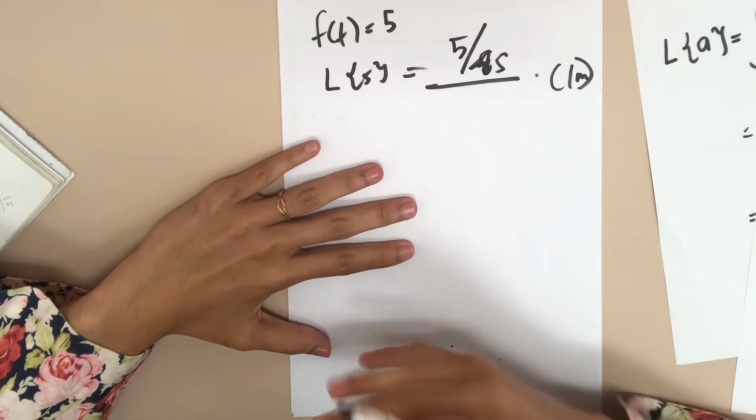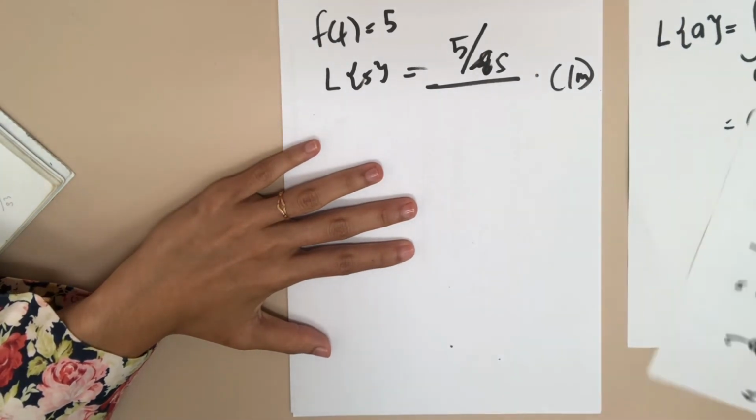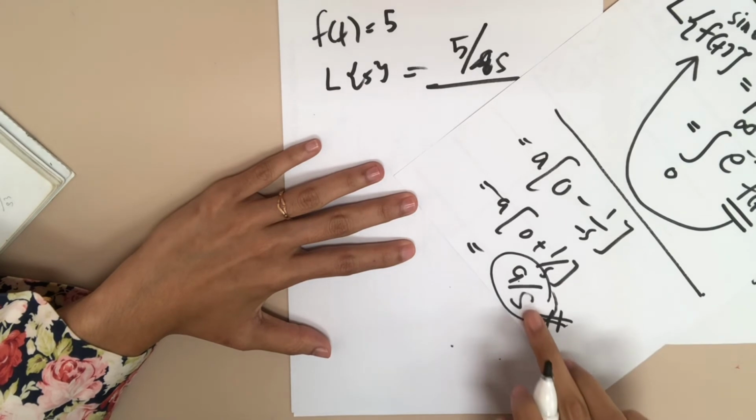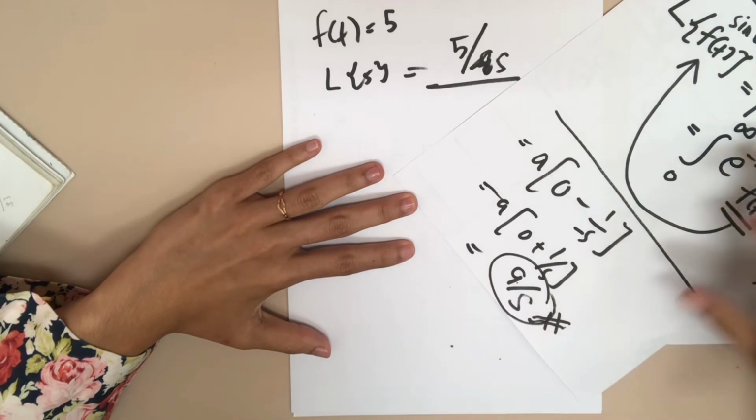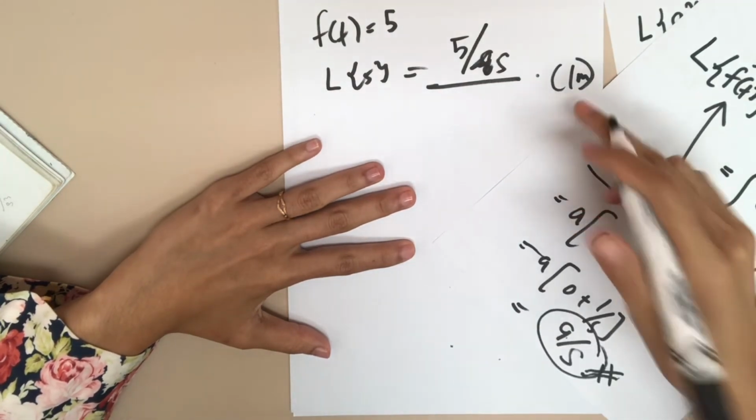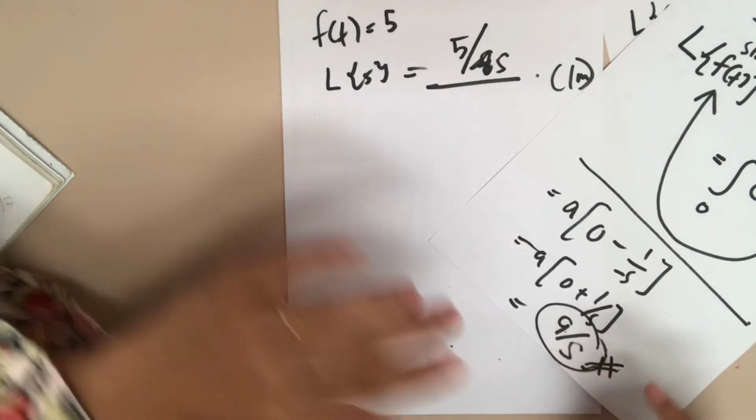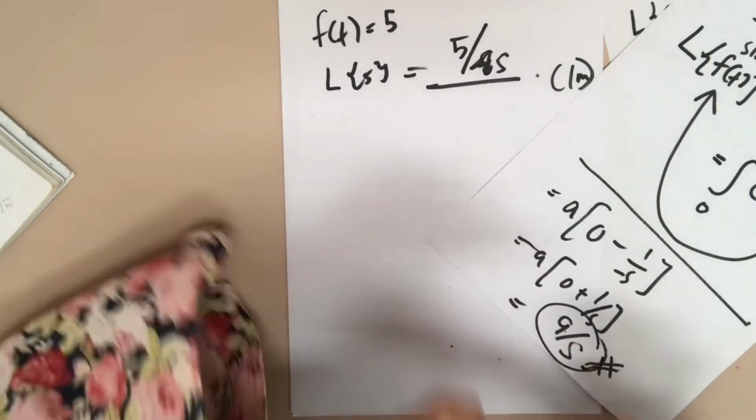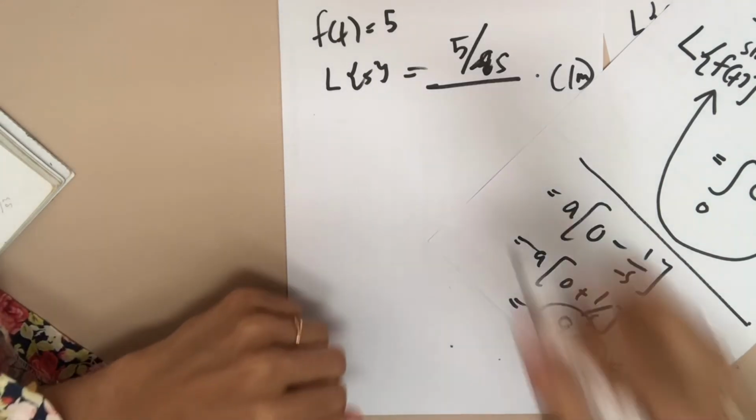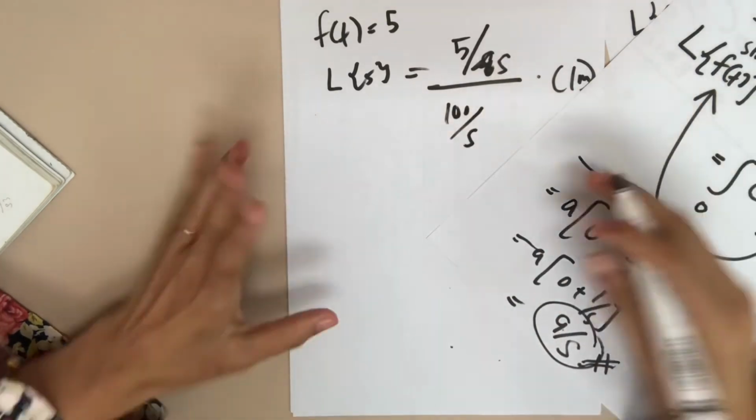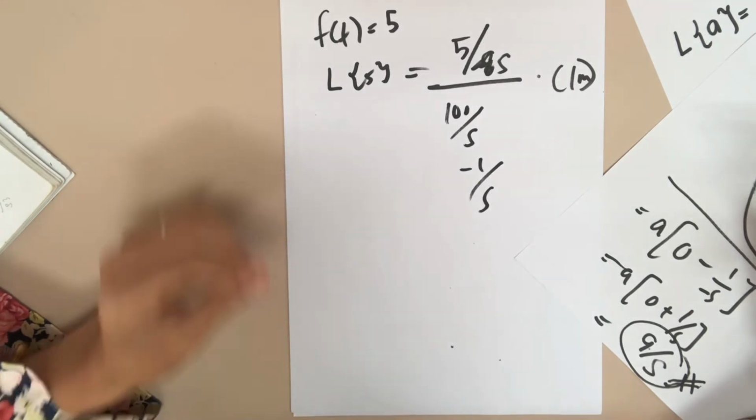If your f(t) is a number, you can use this result directly. It depends on the marks. If the marks are many, you need to show all this. If the marks are only 1 or 2, maybe you just substitute the value here, because this one is already fixed. A over s is already fixed, and it applies to all constants. So if your constant is 100, it will be 100 over s. If the constant is negative 1, it is negative 1 over s. I hope you get what I mean here.